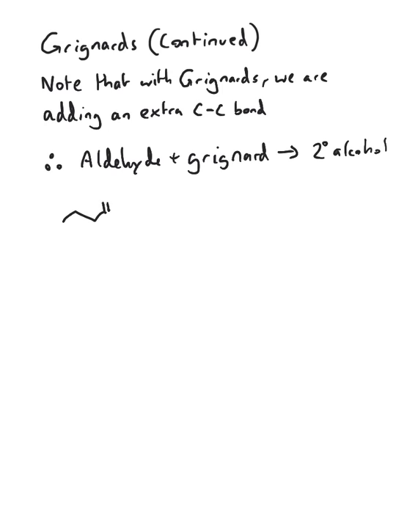So here is this aldehyde. If we were to reduce it with a hydride, we would make a primary alcohol. But if we add a Grignard, we are now going to make a secondary alcohol. After protonation, that gives us something like this.